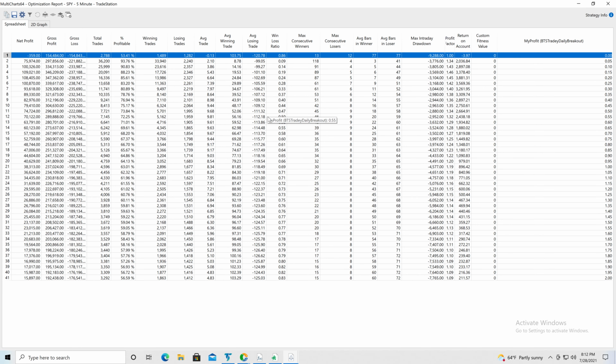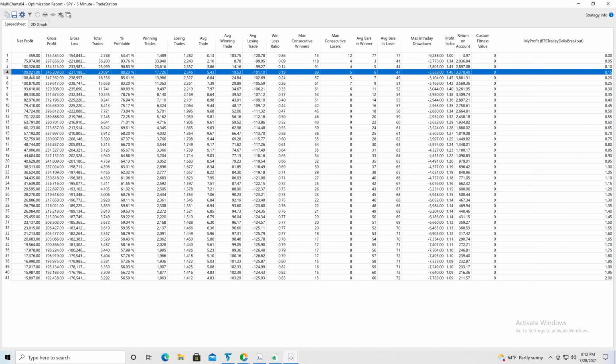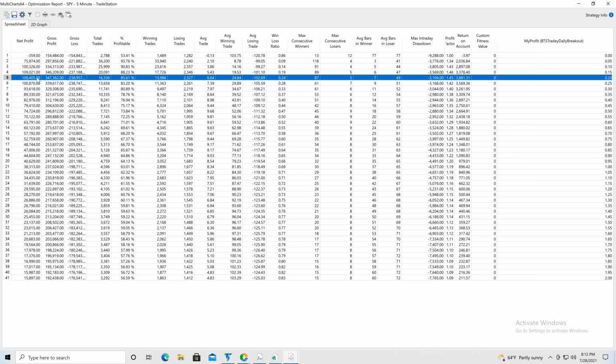So here's the optimization report for the profit target in the SPY, and you can see that the highest net profit is 15 cents. I know this looks like an impressive number, but we'll go through the strategy performance report and I'll tell you why this is not really possible to trade. And as usual, I'm not going to use this 15 cents. I'm going to use the 20 just so that we could squeeze out a little bit more per average trade.